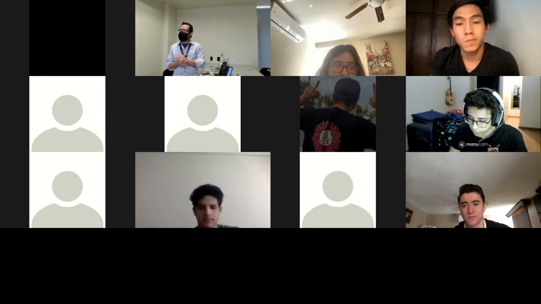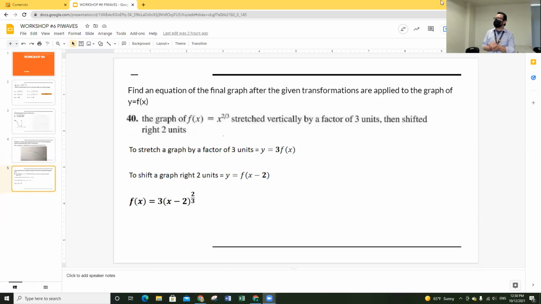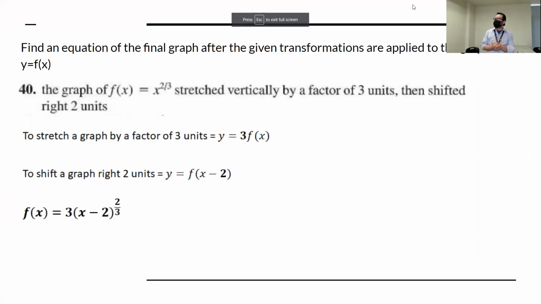House pi waves are, there we go, perfect. Okay, can you hear me, teacher? Yes, this was good.